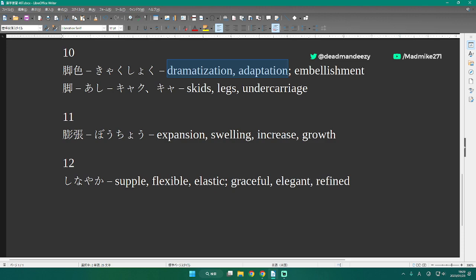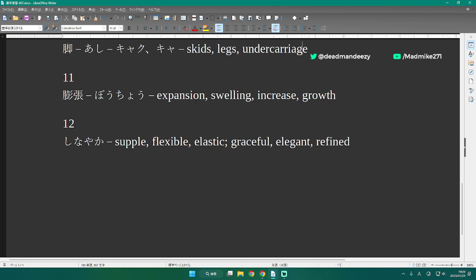Kyakushoku is a dramatization, adaptation, or embellishment. Kyakushoku desu. Kyakushoku is an embellishment, adaptation, or dramatization. Number 11 is bocho.